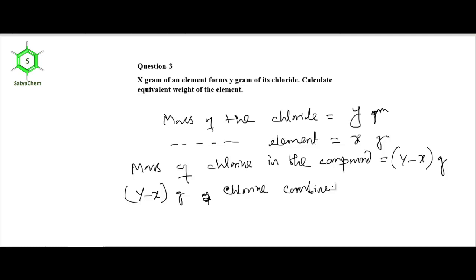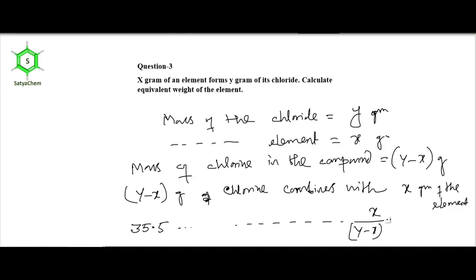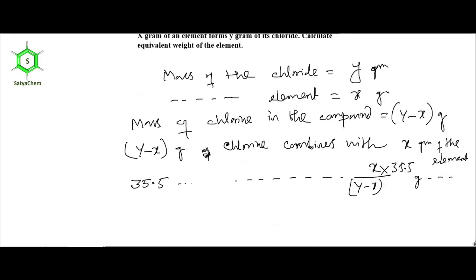combines with x gram of the element, and just by considering the unitary method we can calculate that 35.5 gram chlorine combines with x by y minus x multiplied by 35.5 gram of the element. So it becomes 35.5x divided by y minus x gram.